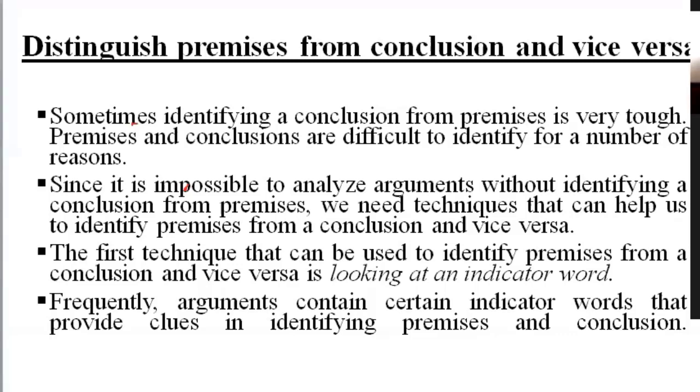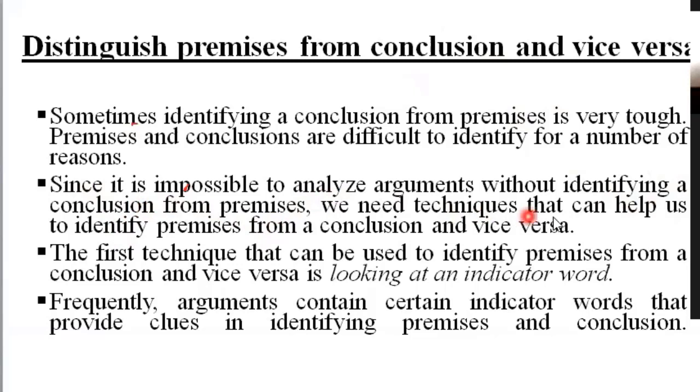Now let us see how we can distinguish premises from the conclusion, and the conclusion from the premises, vice versa. Sometimes, as you can see here, identifying a conclusion from the premise is very tough, because an argument may not contain indicator words, and it may not adequately show us the link between the factual claim and the inferential claim. The premise and the conclusion are difficult to identify for a number of reasons.